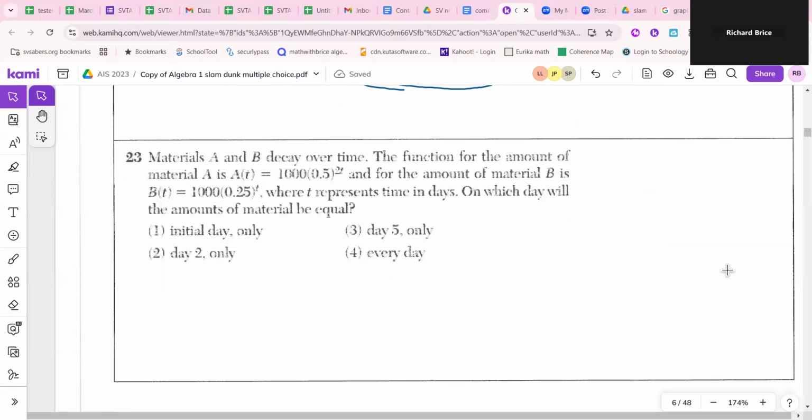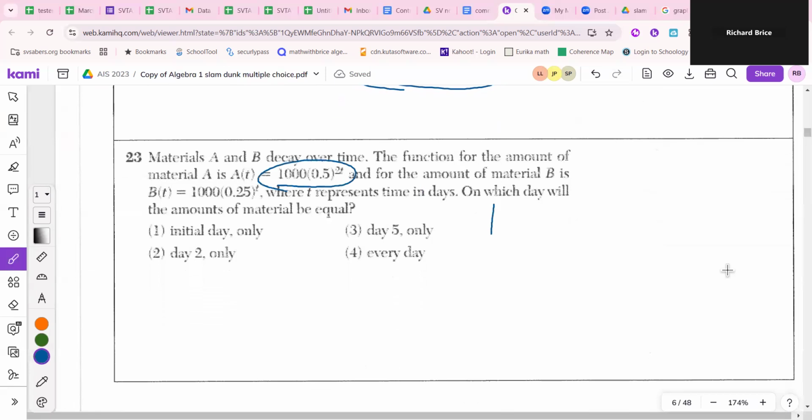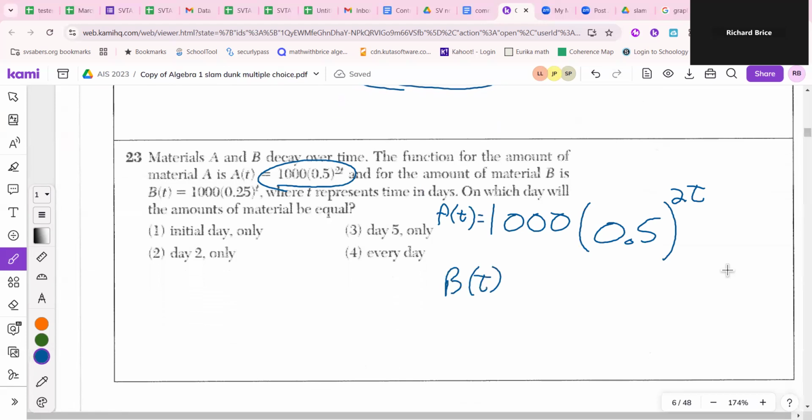Materials A and B decay over time. The function for the amount of material A is 1,000 times 1/2 raised to the 2t. That's A of t. For the amount of B, the function is 1,000 times 0.25 or 1/4 raised to the t. On which day will the amounts of material be equal?